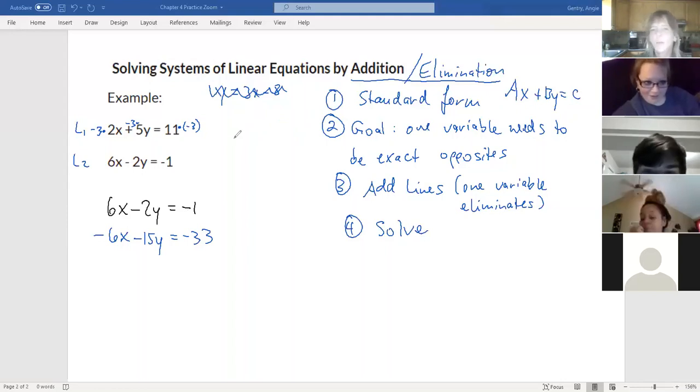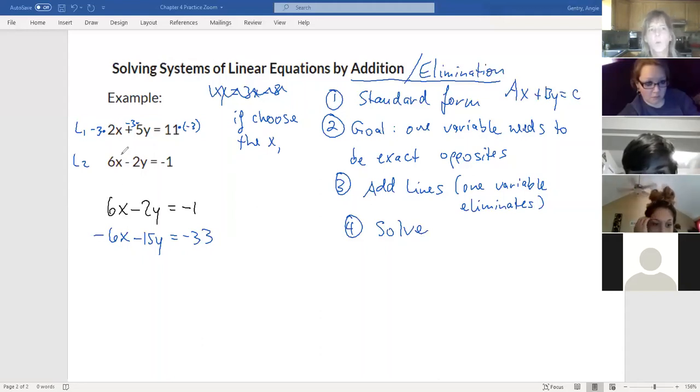Actually, it's not a random number. So look at this. I'm going to write this down. If you choose to eliminate the x, so if you choose the x, my goal is, when I add them, I want them to eliminate.